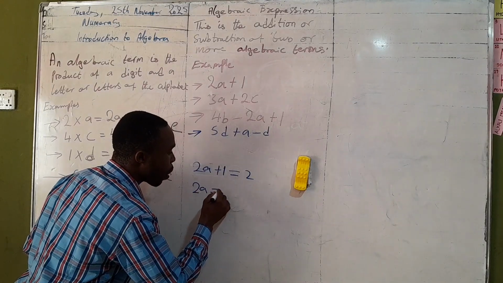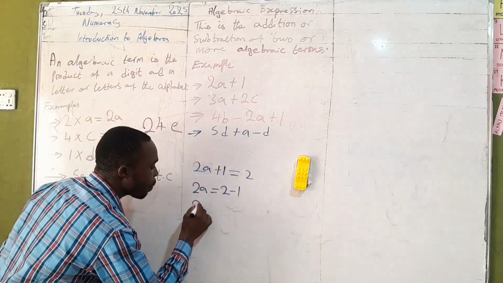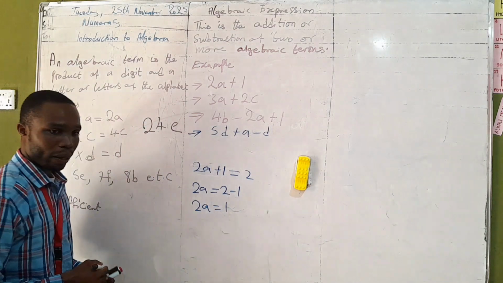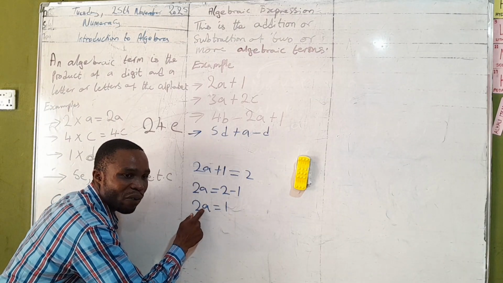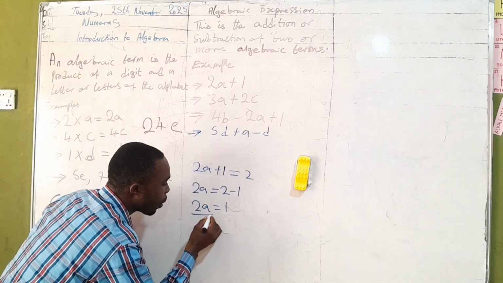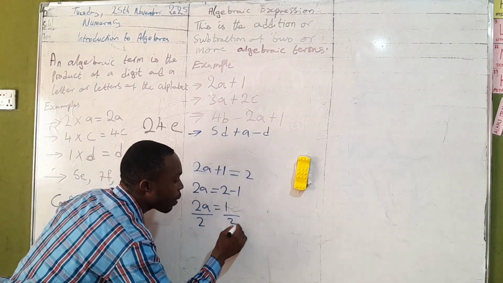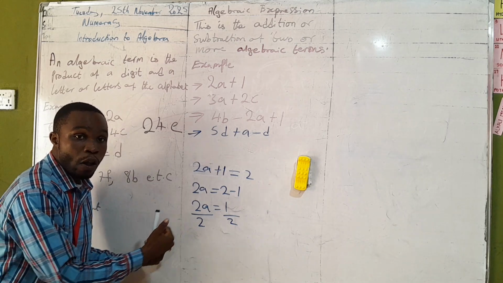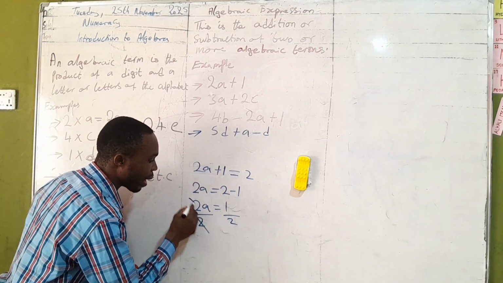2a is equal to 2 minus 1. And you are going to be having that 2a is equal to what? 1. You will now solve for a. What is the value of a? And you can only get that by dividing both sides by what? The coefficient of what? A. That is to say, whatever you do to the left hand side, you will also do to the what? Right hand side. And if you do that, this will cancel out.